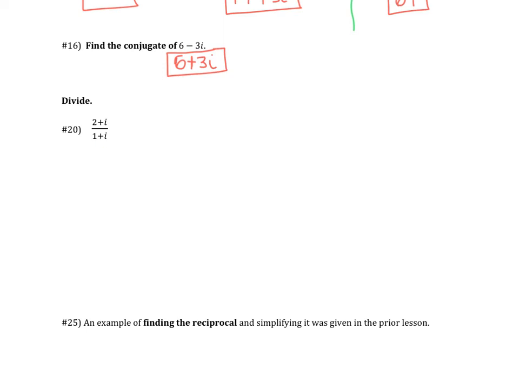So we want to go through, and we actually want to rationalize the denominator. So what we're going to do is multiply by the conjugate of the denominator. The conjugate of the denominator in this case is going to be 1 minus i. We keep the 1 the same, and then we take the opposite of the second term. So originally it was a plus i right here. Now we're going to make it a minus i.